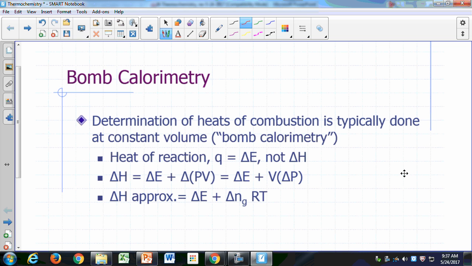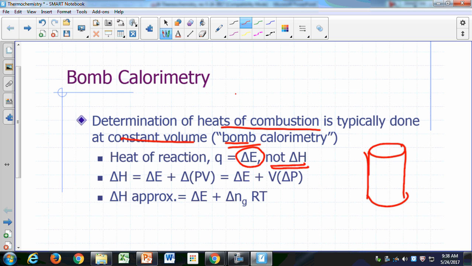The experimental determination of the heat of combustion reactions is typically done at constant volume. The container used for this experiment is called a bomb, so this procedure is known as bomb calorimetry. When you're doing bomb calorimetry, the heat of reaction is not going to be equal to delta H. It's going to be equal to delta E.